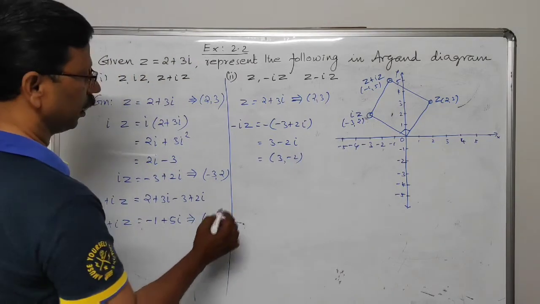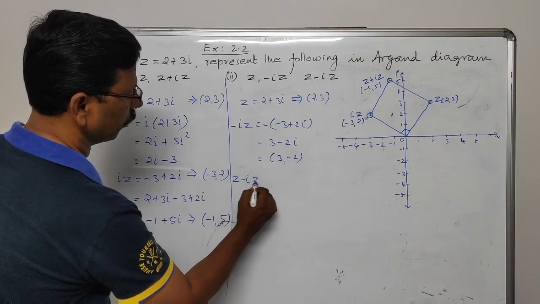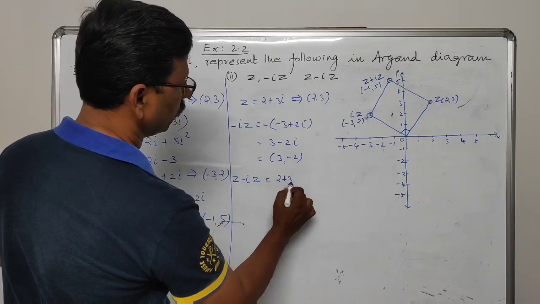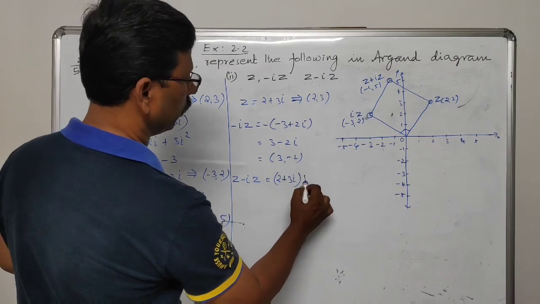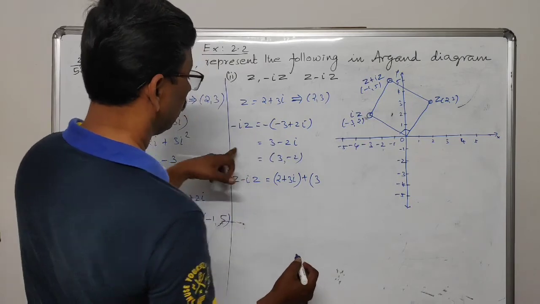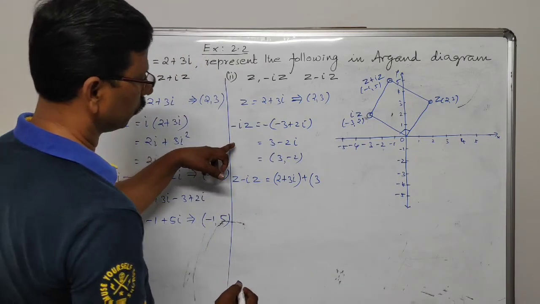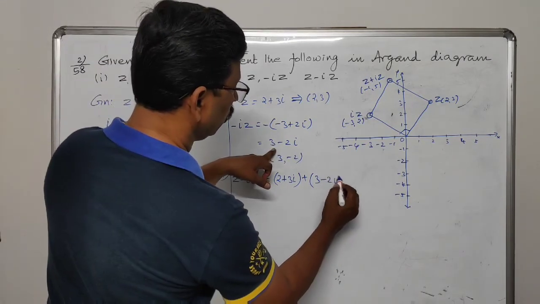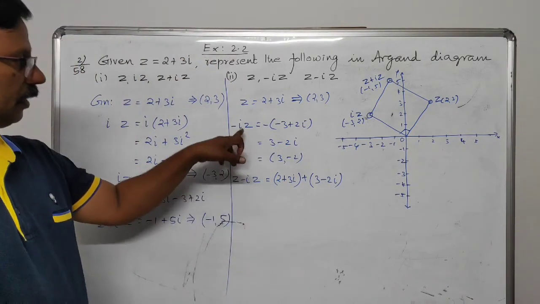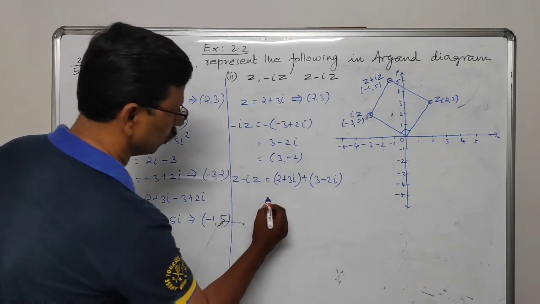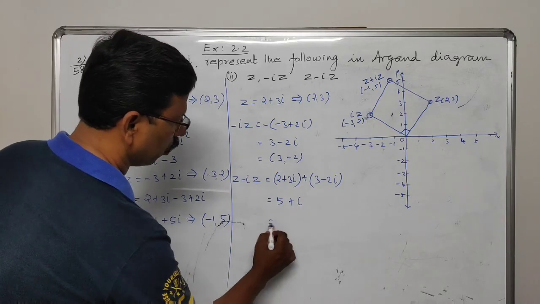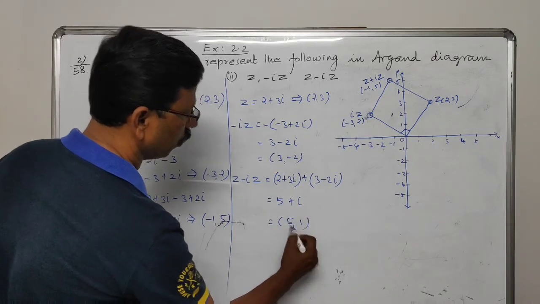Now suppose you want to find z minus iz, means you have to add z and minus iz. z is 2 plus 3i, then plus minus iz, which is 3 minus 2i. Okay, now if you add these things, you get 2 plus 3, 5, plus i. Now its coordinates will be 5 comma 1.